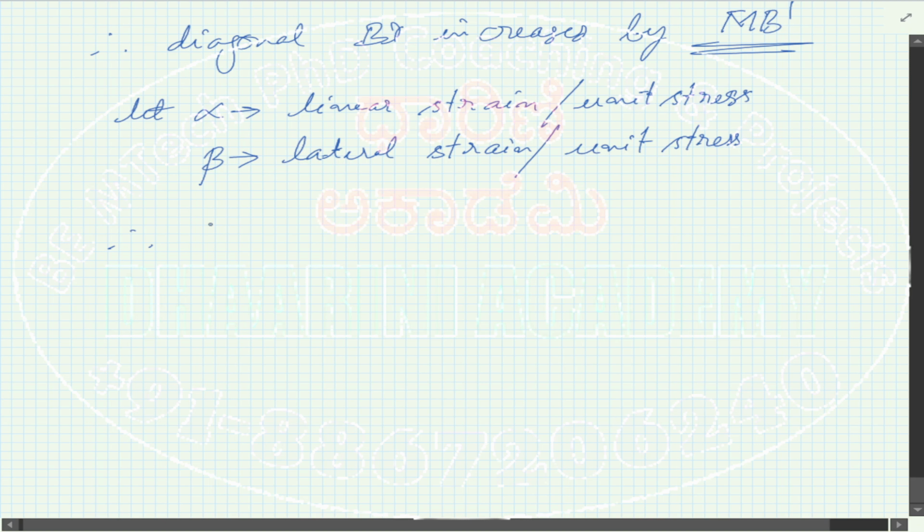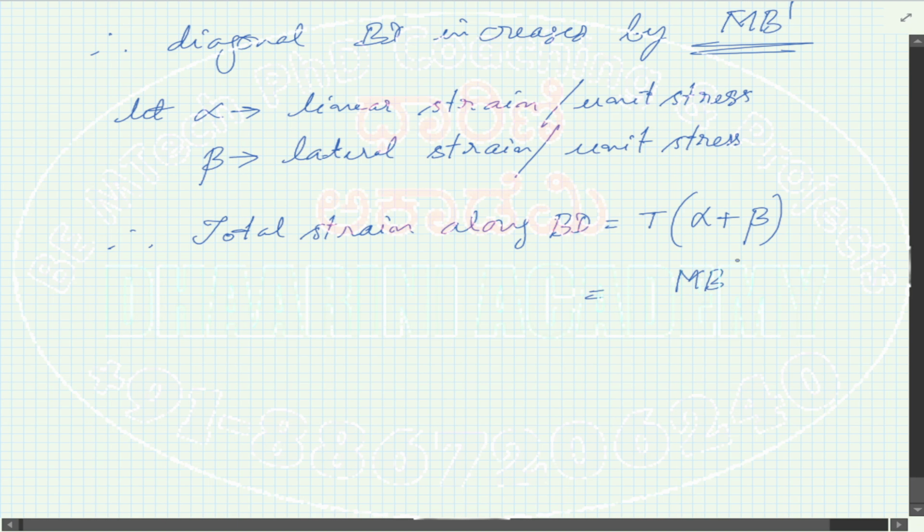Therefore, the total strain along BD is equal to, along this diagonal, T, the stress, into alpha, the linear one. There is linear and lateral, that's why T into alpha plus beta. That is nothing but the change, which is MB dash, divided by the original length, that is BD. It was BD earlier, now it is increased by this value.